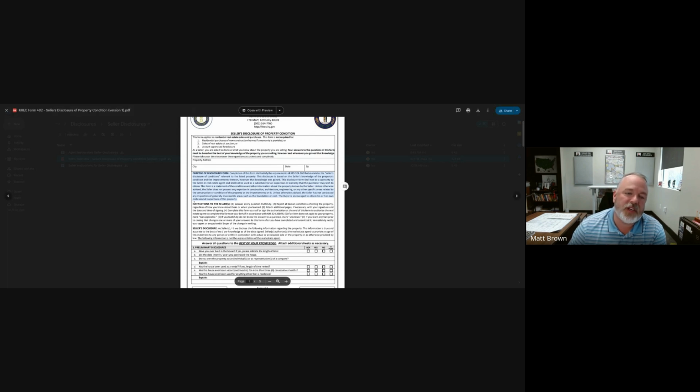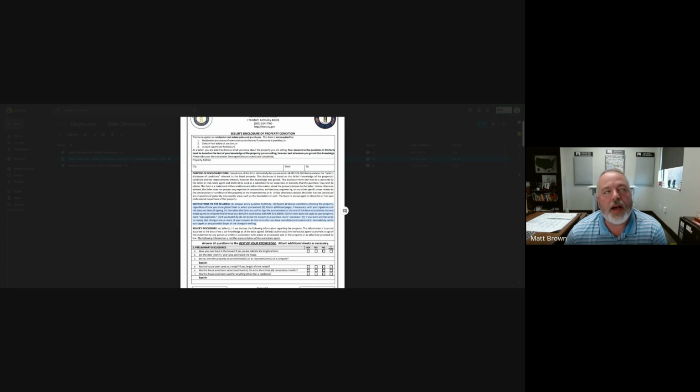Then it says instructions to the seller. You can read through this. What ultimately it says is that the seller is the one to fill this out. Number one, it has to be truthful. They have to tell the truth inside of this. They have to report any conditions that affect the property, regardless of how they know about them. Even if a previous owner or a contractor told you and you didn't learn it yourself, you still have to disclose it. Attach any additional pages when necessary with your signature, date, and time of signing.